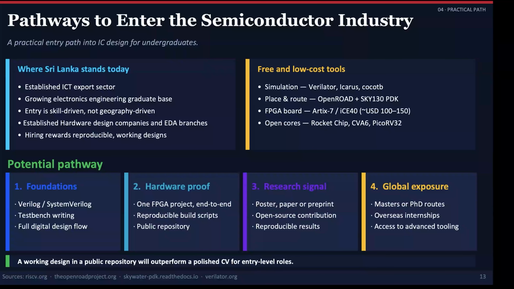So the main message in this slide is that the path is possible from Sri Lanka. What matters most is the time, discipline, and the visible evidence that you could build something real.